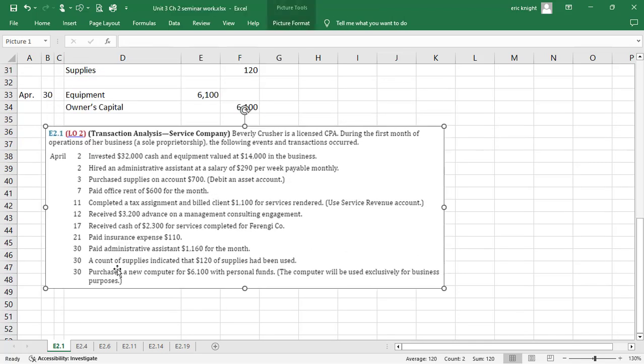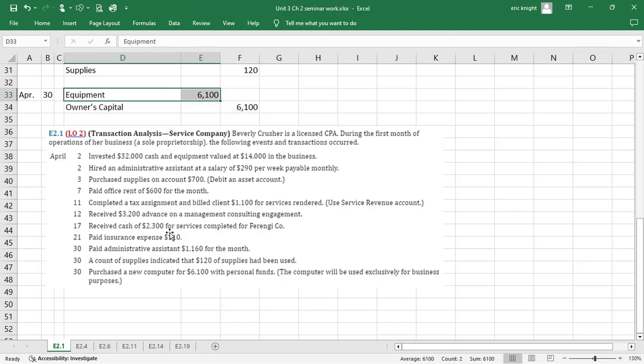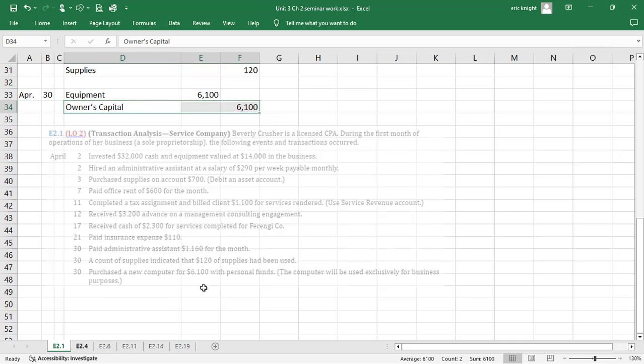And then the final thing we'd have is she bought a computer. She provides the computer to the company, so now it becomes the company's computer, and in exchange for that, her owner's equity goes up. In this video, let's go ahead and continue on to exercise 2-4.